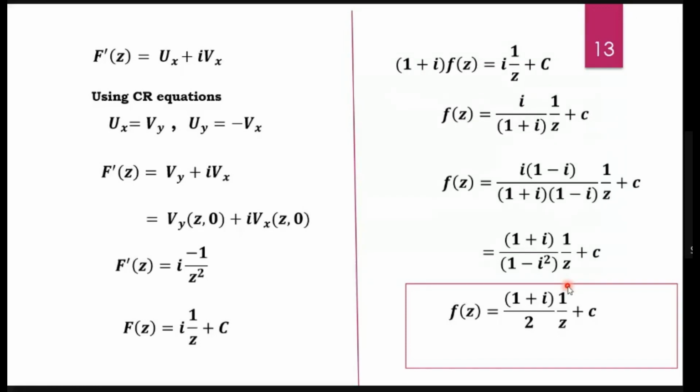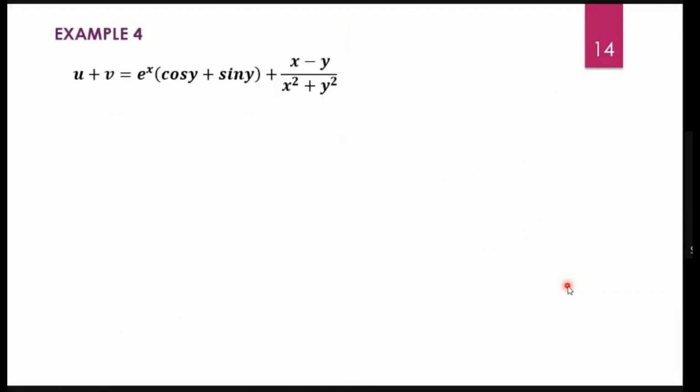1 plus I or I can be there in the numerator, because when we write x plus I, the I is in the numerator, not in the denominator. When you write any complex number, x plus I is always in the numerator. Okay? Yes. The next problem, u plus b is equal to e raised to x into cos y plus sin y plus x minus y upon x square plus y square.